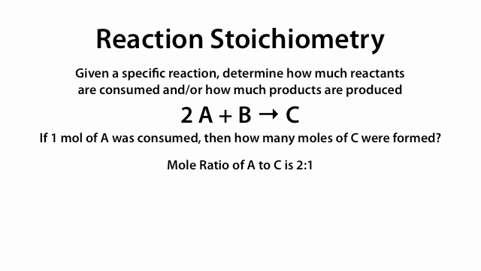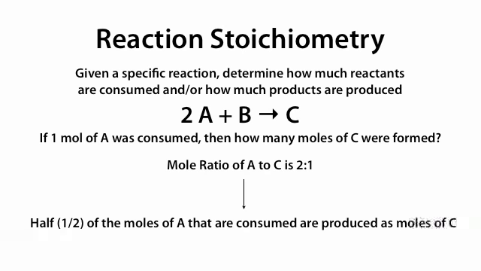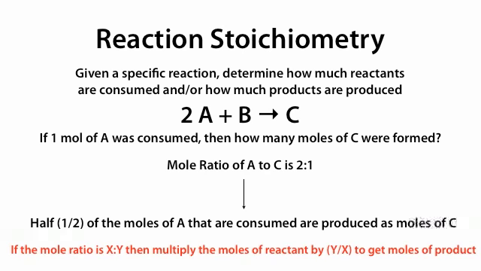The coefficient in front of A is 2, and the coefficient in front of C is 1. From this, we can say half the moles of A that are consumed are produced as moles of C. So if 1 mole of A was consumed, then 1/2 mole of C was formed. In general, if the mole ratio is X to Y, then multiply the moles of reactant by Y divided by X to get the moles of product.